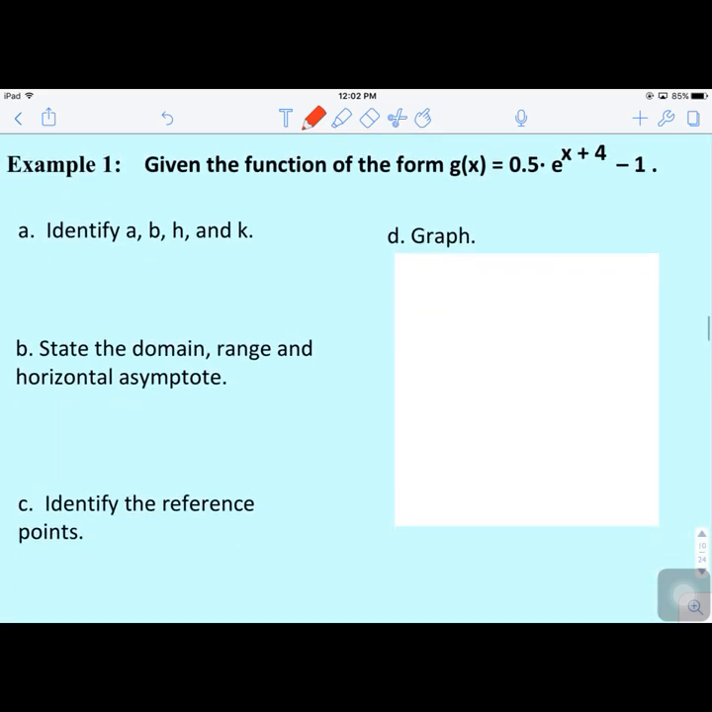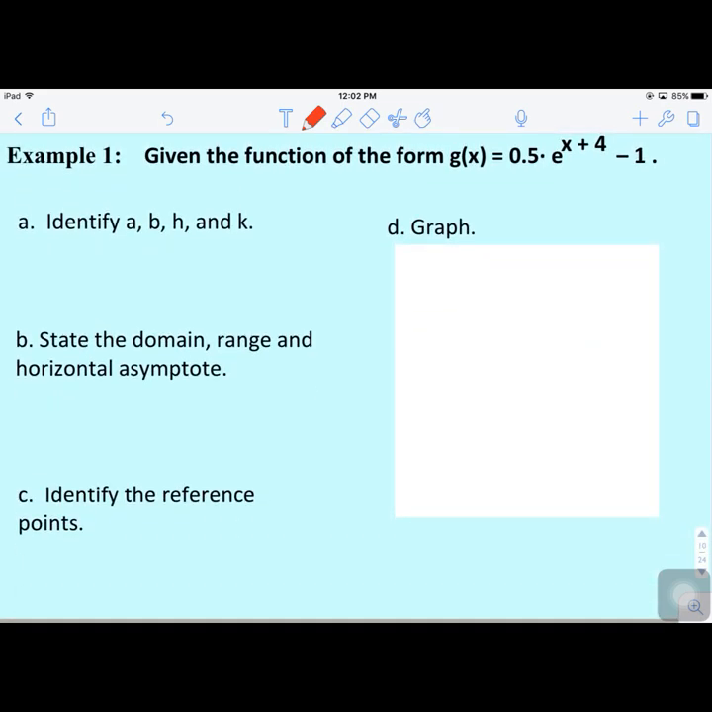And now let's actually take a look at the first equation that we're going to graph. So taking a look at the equation, the transformations are a vertical compression of 0.5, and we have 4 units to the left and 1 down. So those are the 3 transformations.